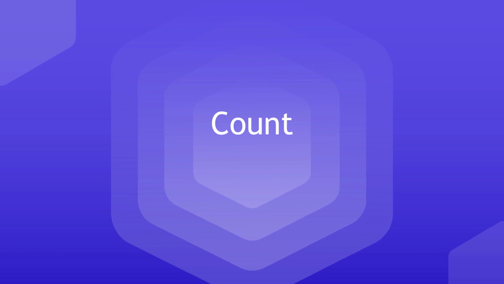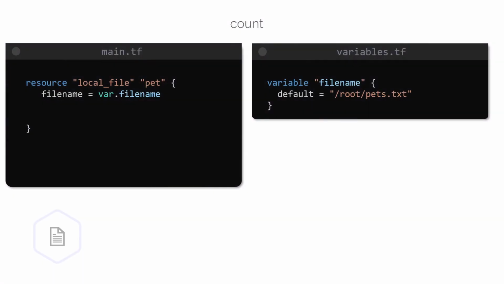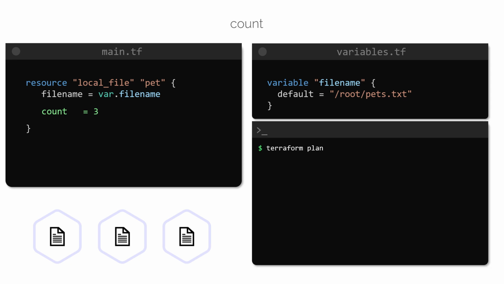In this lecture, we will take a look at the count meta argument and its uses in Terraform. One of the easiest ways to create multiple instances of the local file is to make use of the count meta argument. To do this, simply add an argument called count with a value greater than 1. Here, we have used count is equal to 3.